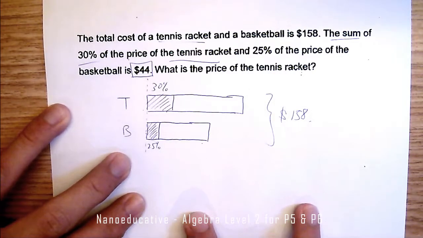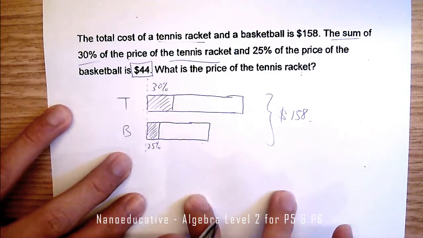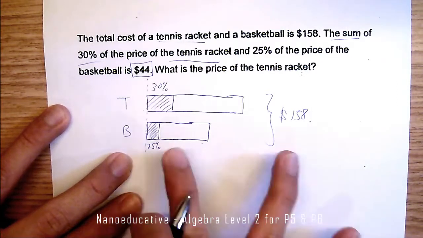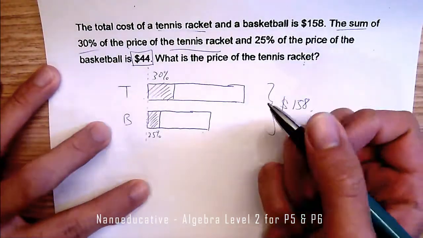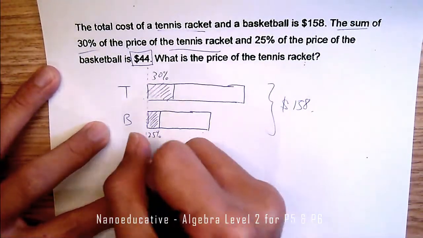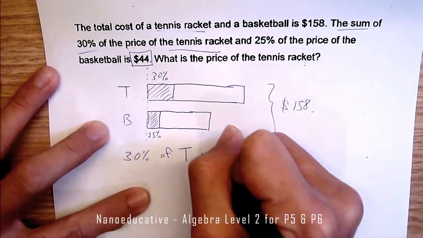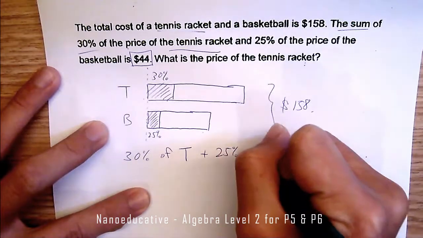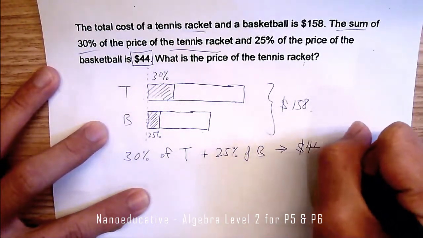So it's the logic sequence. The logic sequence is the method that I taught you all last time in the previous video. So go and look for the previous video where I put a question tag, logic sequence. Now, logic sequence is like this. I'm going to use sentences. 30% of tennis, I'm going to put T, plus 25% of basketball is $44.